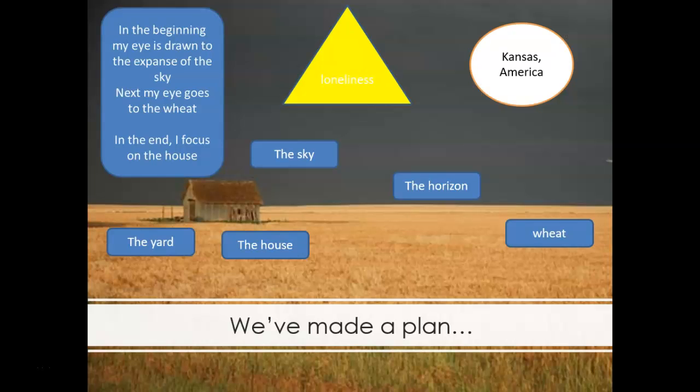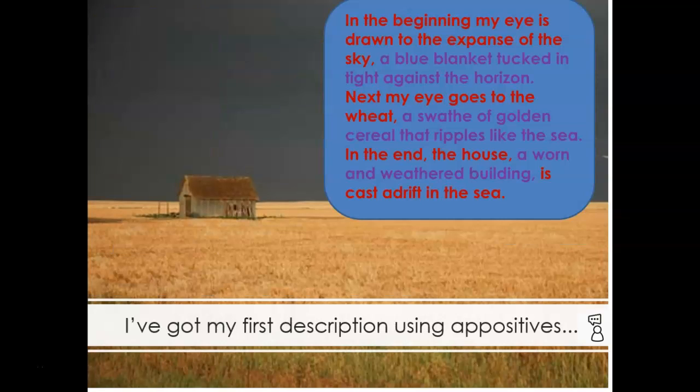Now, we've got our own plans. Brilliant. We've done this. There's just a little recap on where we're at. We took those plans and we finished last lesson writing our own description, our own series of sentences using appositives. And mine looked a little something like this. In the beginning, my eye is drawn to the expanse of the sky, a blue blanket tucked in tight against the horizon. Next, my eye goes to the wheat, a swathe of golden cereal that ripples like the sea. In the end, the house, a worn and weathered building, is cast adrift in the sea.